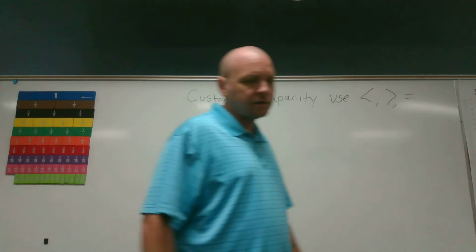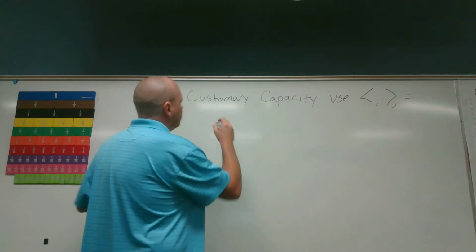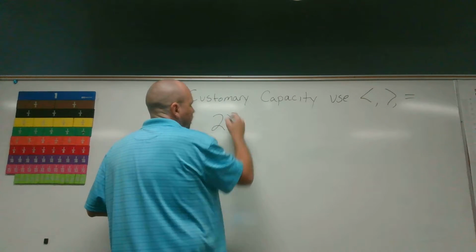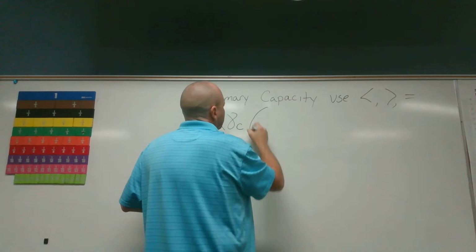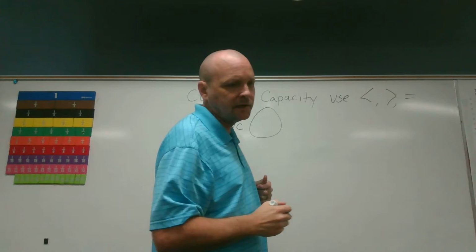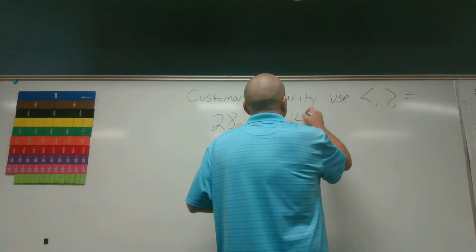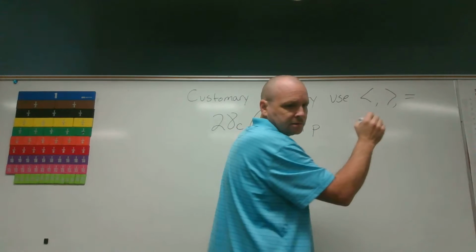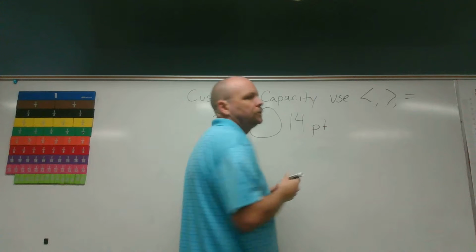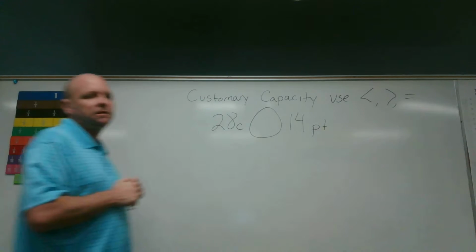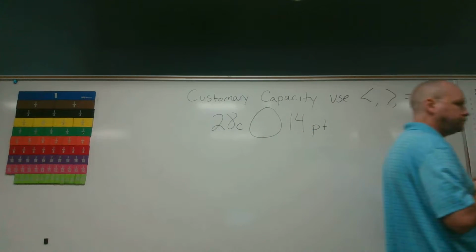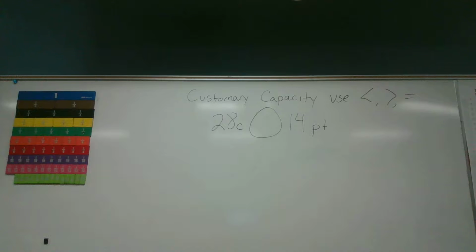All right, so let's look at our first inequality. We have 28 cups, and we're trying to find out less than, greater than, or equal to 14 pints. 28 cups, less than, greater than, or equal to 14 pints. You want to write these down so that you have these notes and how we're doing it.